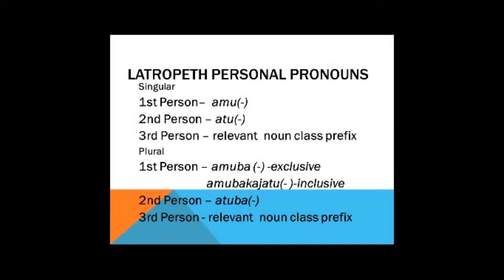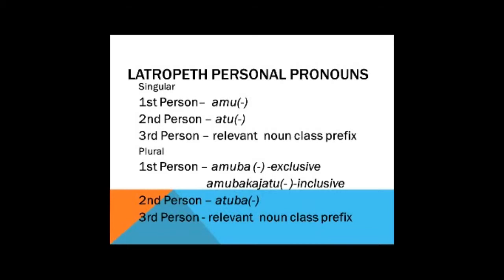There is no real third person equivalent to he, she or it as such in Latropeth. It's really just whatever the relevant prefix is that cross-references the noun class of whatever third person or thing you're talking about, and that will just appear as usual as part of the verb. You might actually omit the noun itself from the sentence, and basically that does the work of the third person pronoun. You got your plural forms.